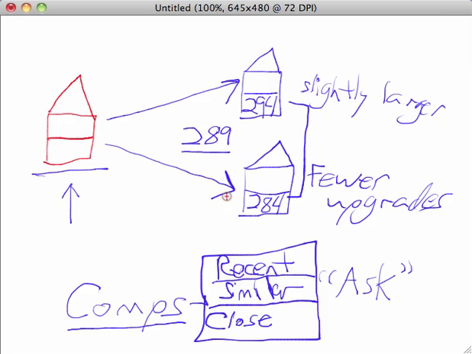So if you want to use comparable sales to justify the seller's asking price, you should make sure that those sales are as recent as possible, that they are similar to the home that you're looking at, and that they are in the same geographical area. The more recent the comps, the more similar they are to the target house, and the closer they are geographically speaking, the better they are as comps, the more they help you justify the seller's asking price. So that's a quick overview of comps as they apply to the home buying process.